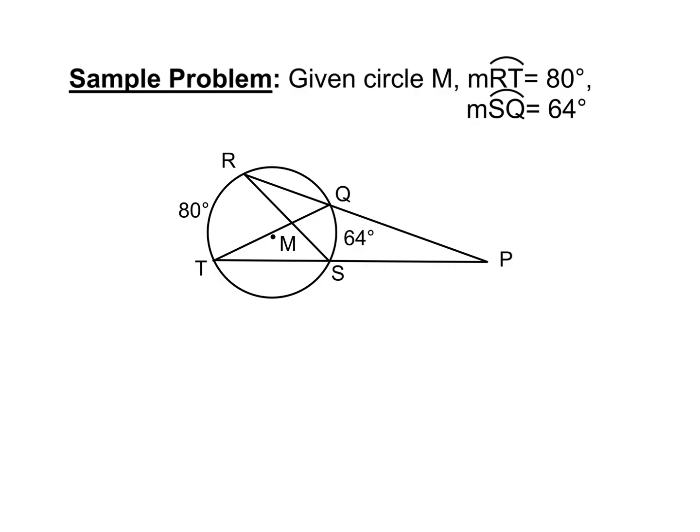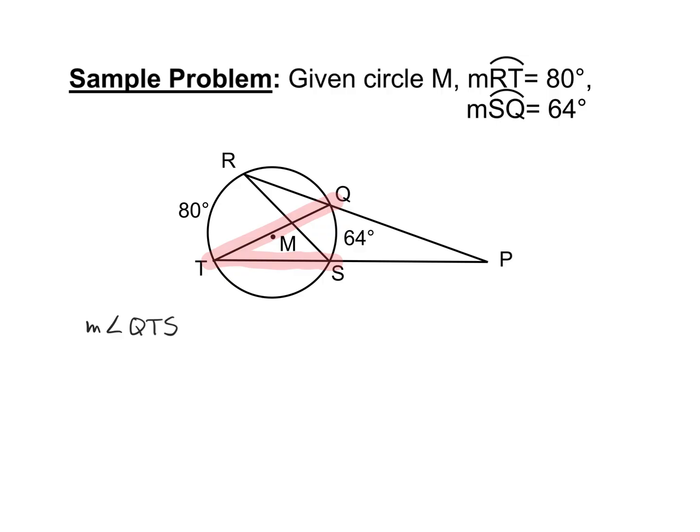Okay, here's a sample problem. We have circle M, and we're given that the measure of arc RT is 80, and the measure of this arc here, QS, or SQ, is 64. So we're going to be asked to find a few different things. The first one is the measure of angle QTS. So let's find that, QTS. I'm just going to highlight that so that we can see where that is.